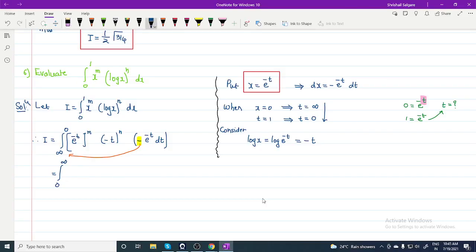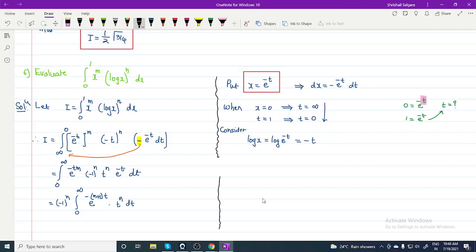So the first term is e raised to minus tm into minus 1 raised to n into t raised to n. This negative sign is absorbed, minus t dt. After that, I will collect the term: minus 1 raised to n is a constant, that I will write outside. So integral 0 to infinity e to the power minus t I will take common. Then the remaining term is m plus 1 into t raised to n dt. So can anyone help me? What should I do next?